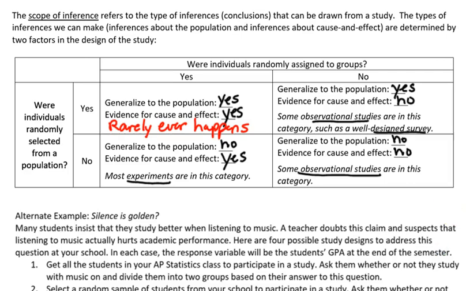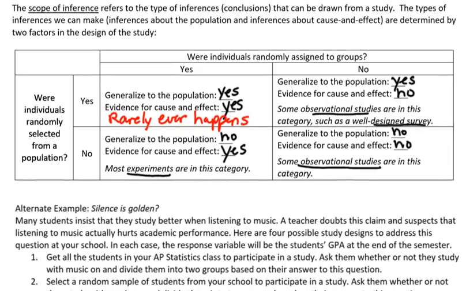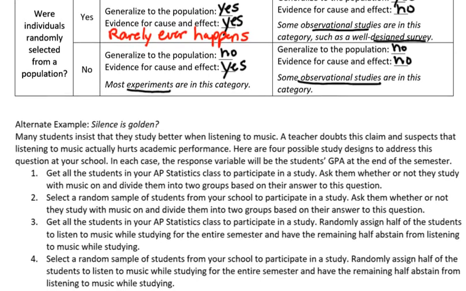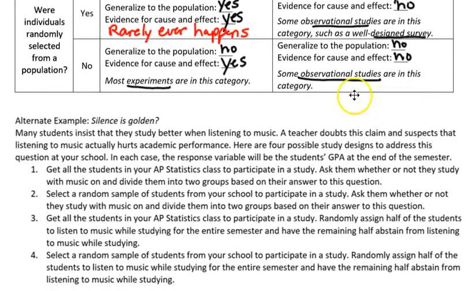So let's look at this example and see how these different categories apply to this example. So here's the situation. Many students insist that they study better when listening to music. A teacher doubts this claim and suspects that listening to music actually hurts academic performance. Here are 4 possible study designs to address this question at your school. In each case, the response variable will be the student's GPA at the end of the semester.